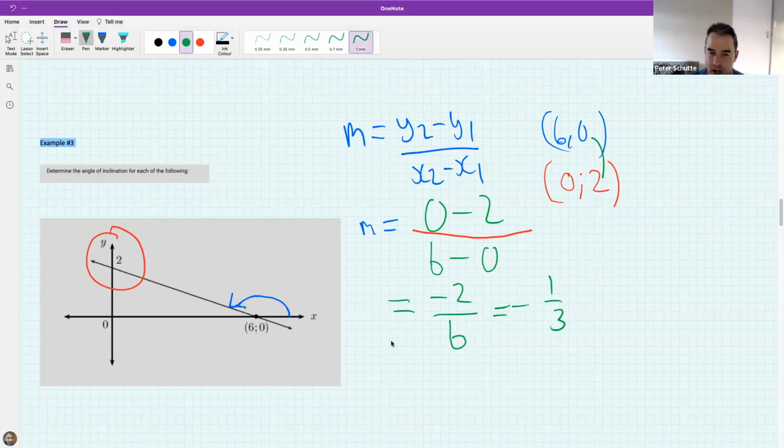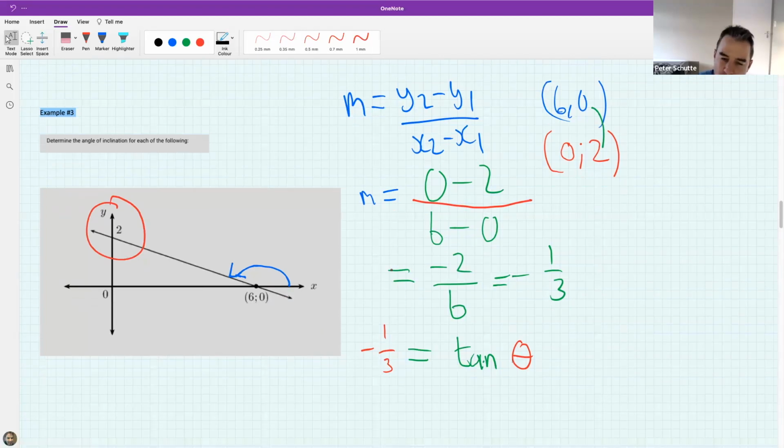Okay, now before we take our break, I want to ask, what do you think we should do next? We probably should take the gradient formula, and if we go m is tan theta, we know that m is minus a third. Okay, but this is the theta that I want to work out. Can you please work out for me the value of theta, the angle of inclination? And then we're going to take a break. And I'm curious to see what you guys are getting.